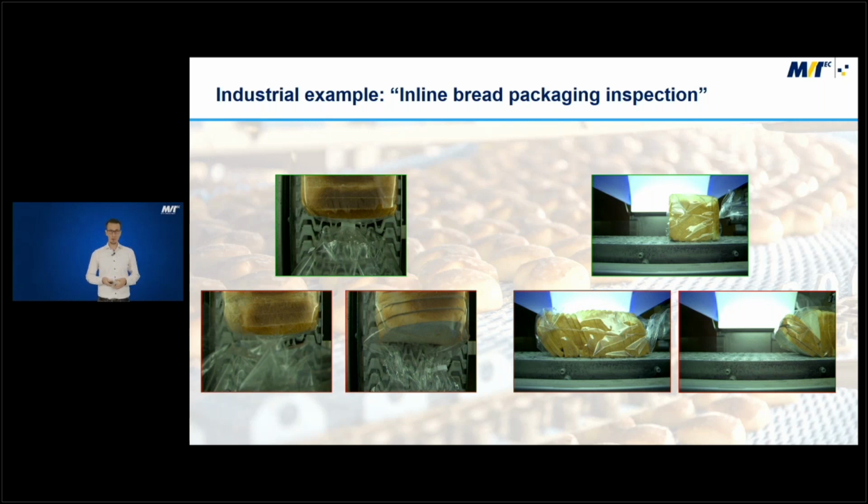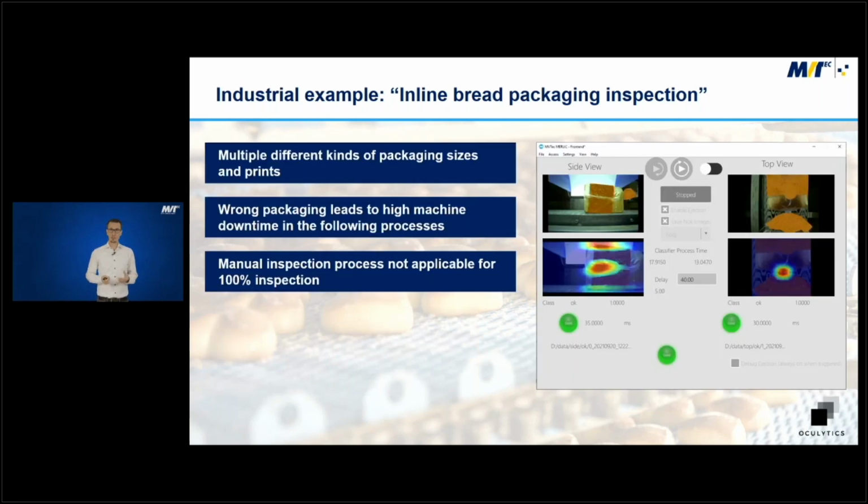from the product itself. The challenges here are big because we have multiple different kinds of packaging sizes. So we have 6, 12, or 24 slices of bread. We have different kinds of prints because every vendor or every product has its own print, and we have different sorts of bread. That means the brightness of the bread.